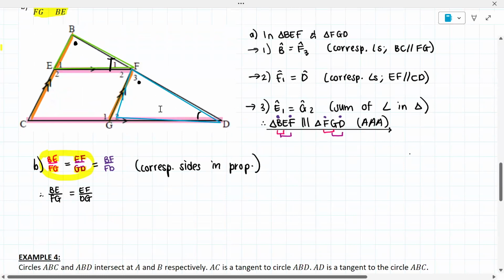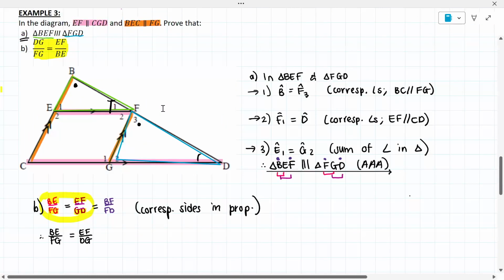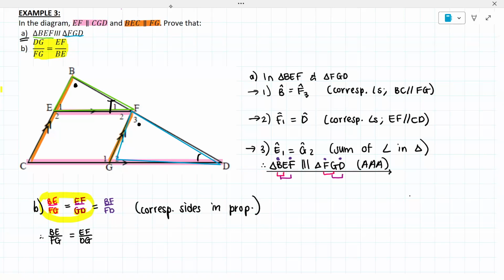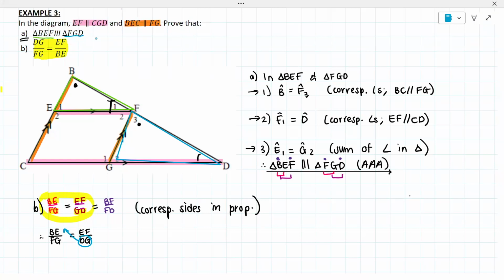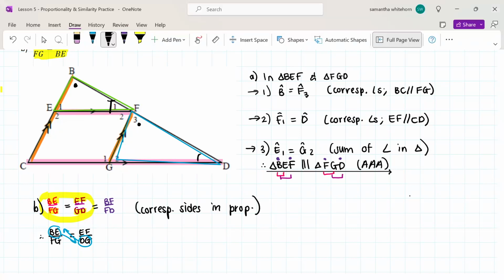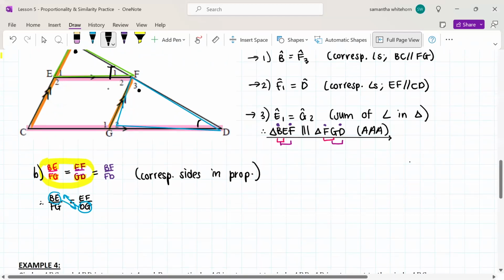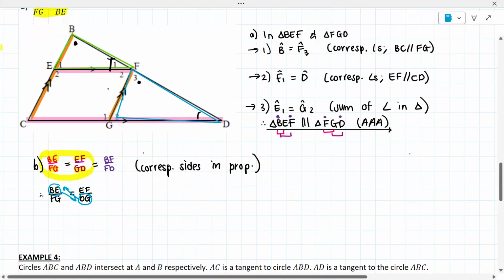Okay, now we have to make it look like the ratio we want. So if you look at this ratio, we've got DG over FG. So basically I want to bring this DG up, and on the other side, I've got EF over BE, so I want to take this BE and bring it down. There's nothing wrong with doing that. Because you're swapping them, essentially you're doing a whole bunch of inverse operations, which I'm happy to show you. But there's nothing wrong with just going straight away and swapping. However, if you don't really believe that you can swap it, here's how.